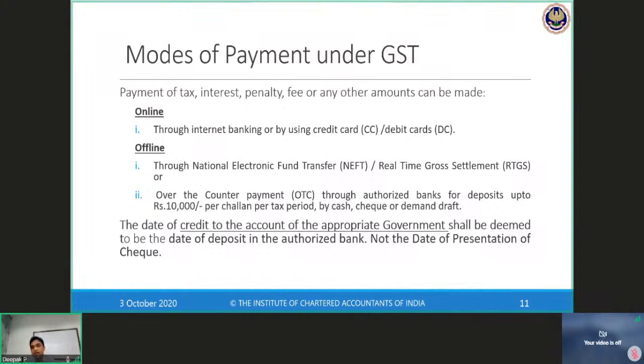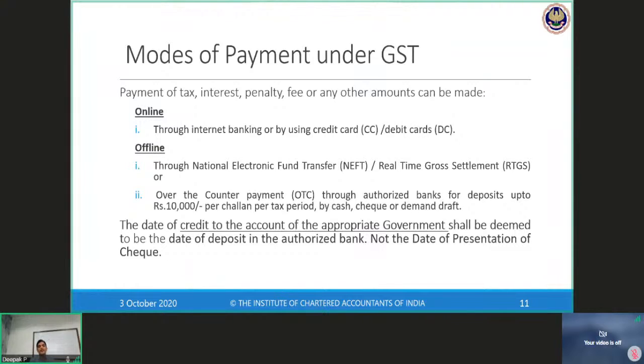That's the reason they've said per tax per challan up to 10,000 rupees. If you have liability, they will permit it. You will go to the banker, either give him cash or give him a check or a demand draft. This is the over-the-counter mode of payment of taxes.